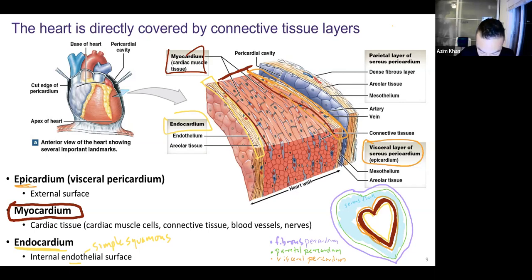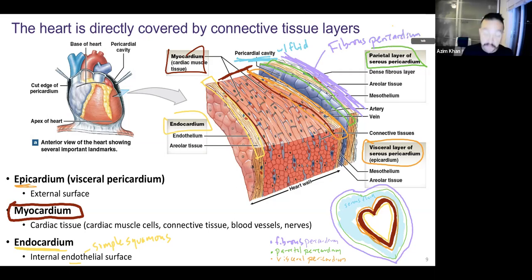The pericardial cavity is where you have that fluid. And then surrounding that, you have your parietal pericardium. Not shown would be the fibrous, so I'll just draw fibrous outside of all that. So several layers that are protecting the heart, both outside and internally.